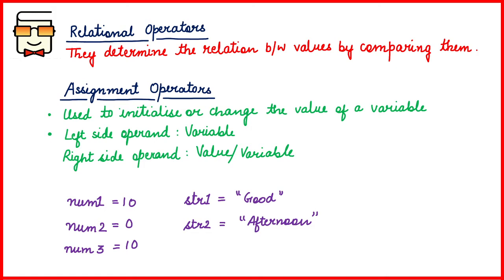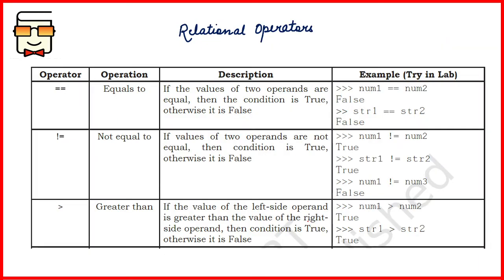For understanding the different types of operators that exist in both these categories, we are taking some different variables, which are num1, num2 and num3. num1 is assigned the value 10, num3 is also assigned the value 10, and num2 is assigned the value 0. We are also taking 2 string variables, str1 which has the value good and str2 which has the value afternoon. So now let's understand with the help of these variables and some examples what kind of operators fall under the category of relational operators.